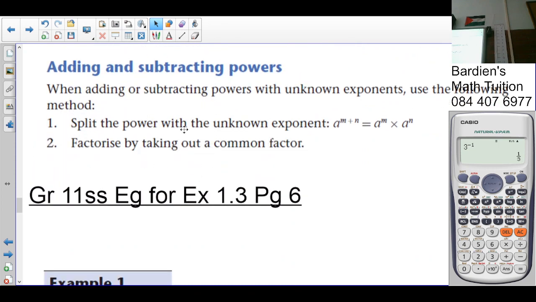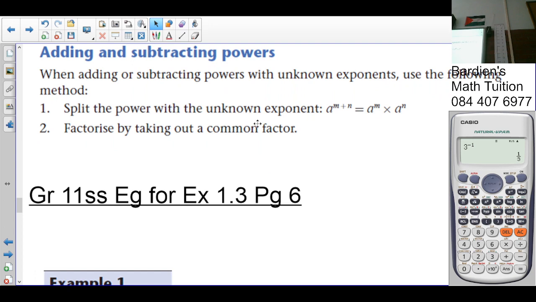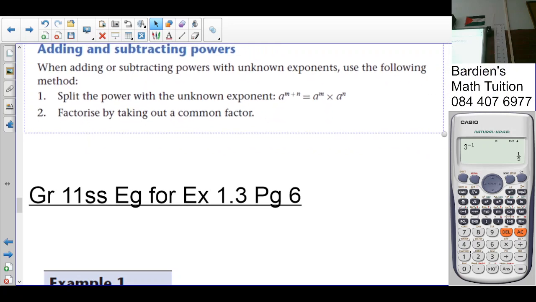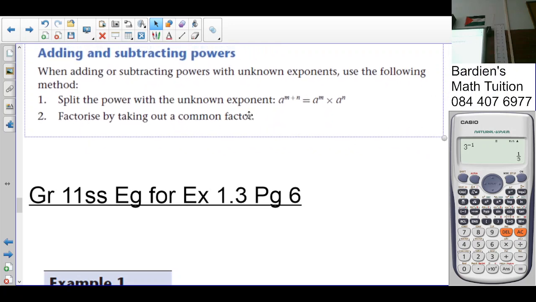Now we're adding and subtracting powers. When we add and subtract powers with unknown exponents, use the following method. First, we're going to split the power with the unknown exponent. So we've got a to the m plus n, which can be written as a to the m times a to the n. Then factorize by taking out the common factor.